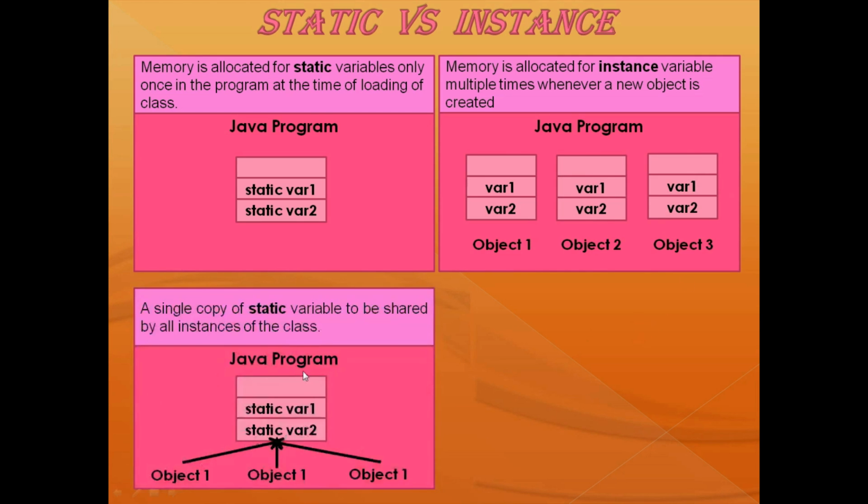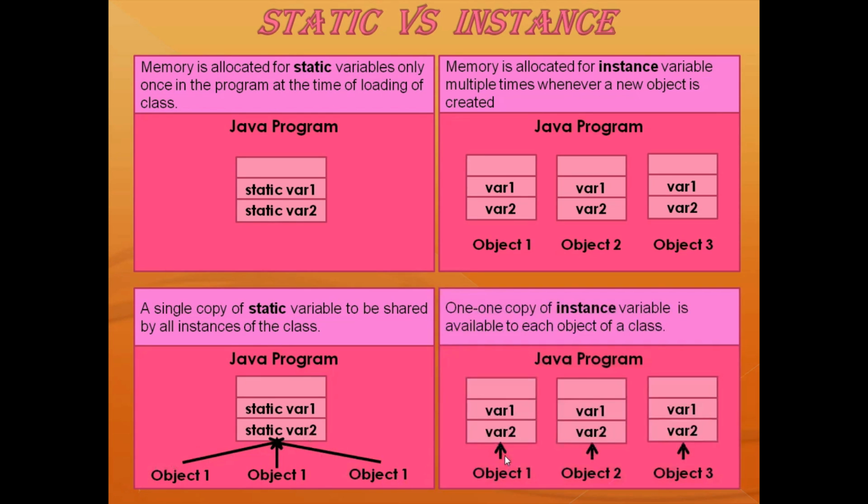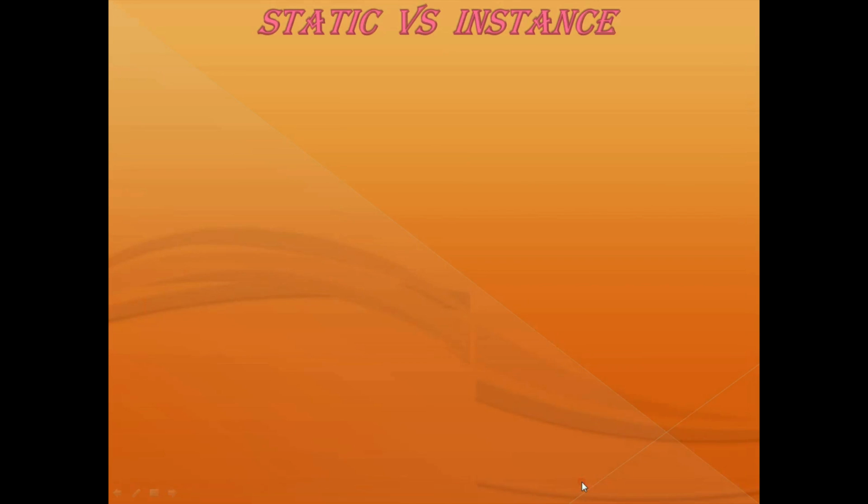A single copy of a static variable is shared by all the instances of the class. But in the case of instance variables, one copy of the instance variable is available to every object of the class.